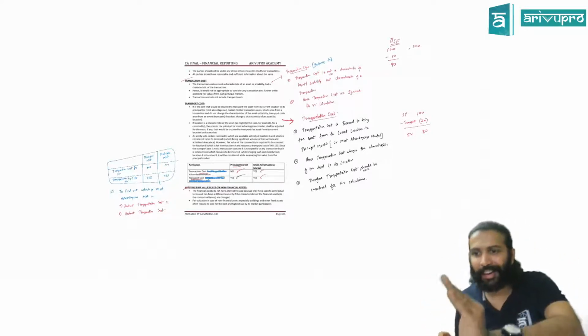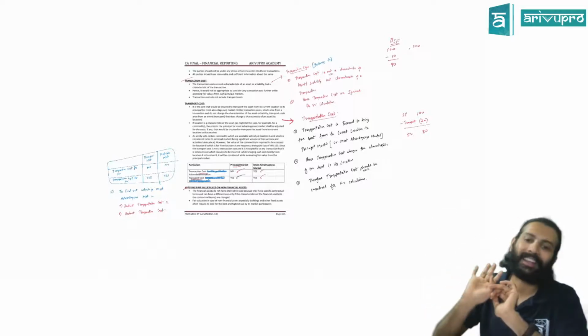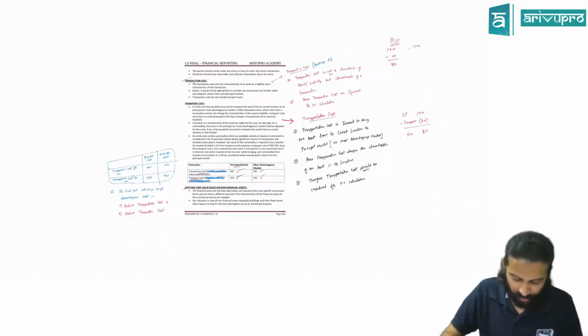Now you have to go to that market and find the fair value. For finding the fair value, it is still the same: don't use any transaction cost. Only deduct transportation cost.